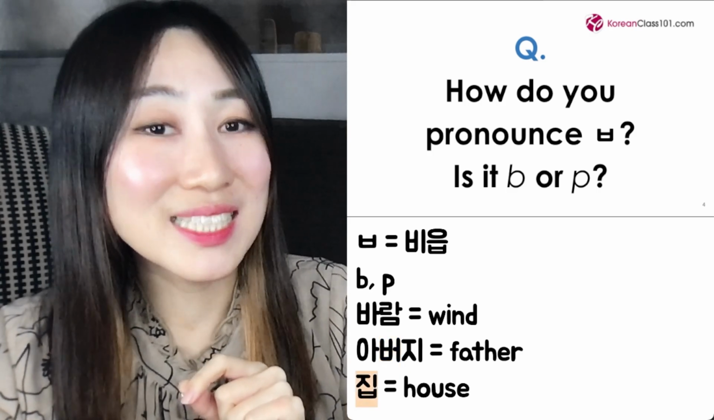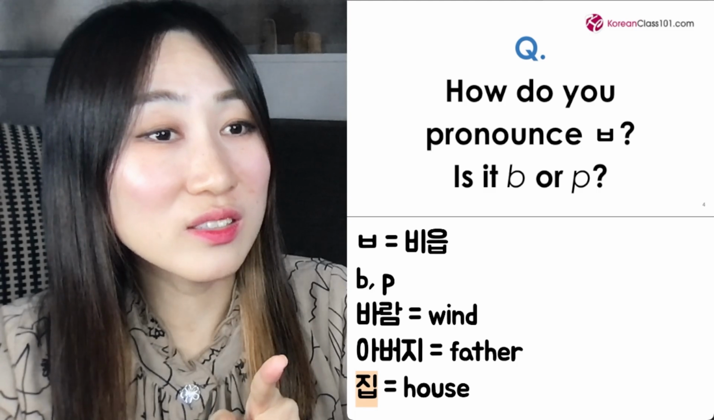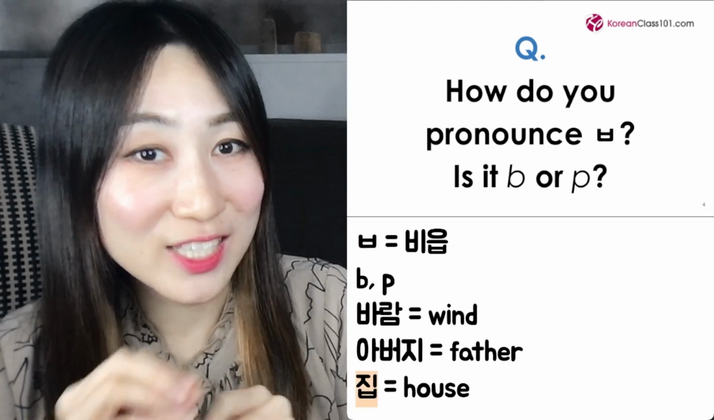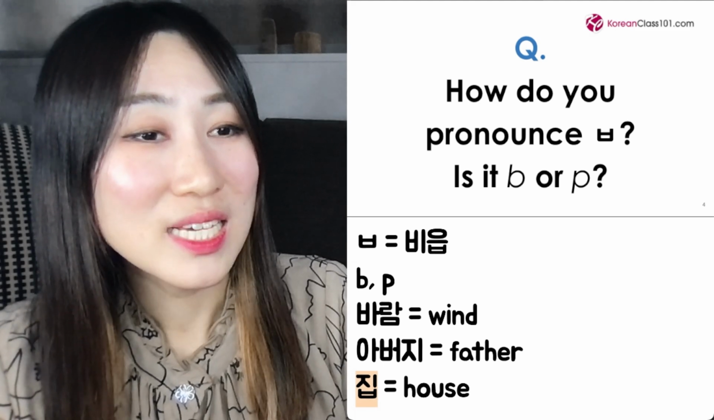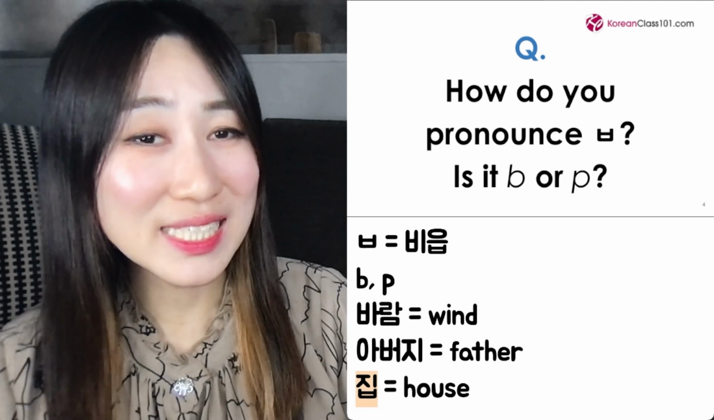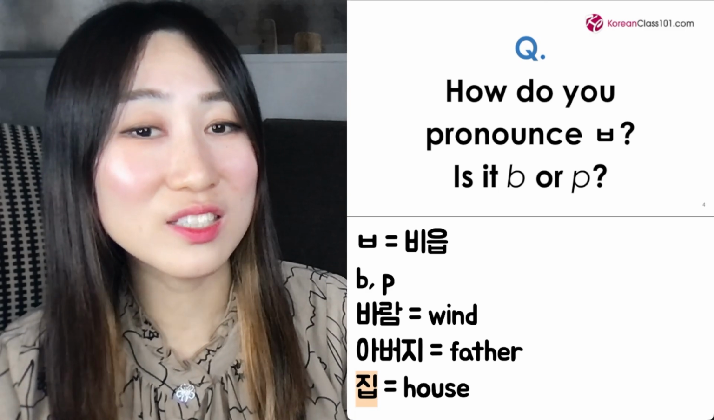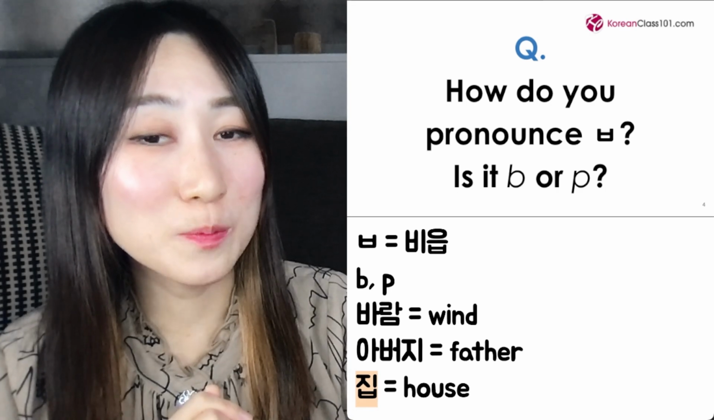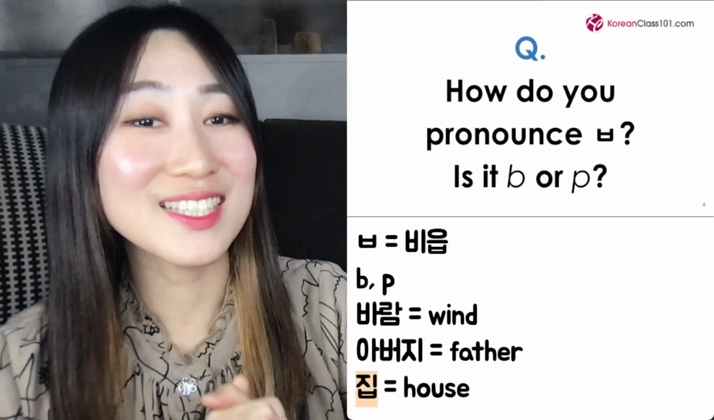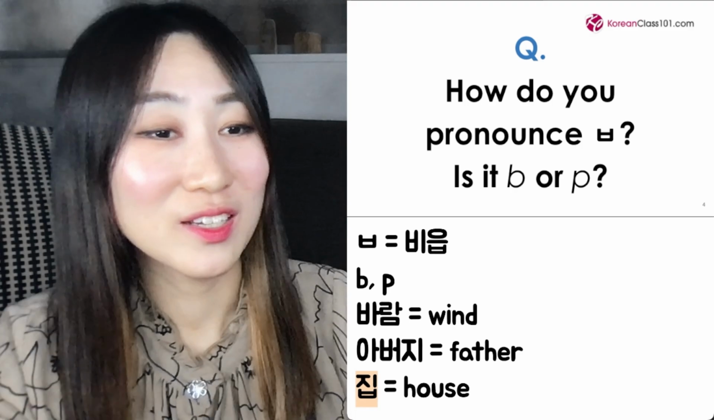Next we have 집. Here this 비읍 sound is used as a 받침, the final consonant. So it's 집. It's kind of used as P sound but without the P sound. It's 집, which means a house or home.